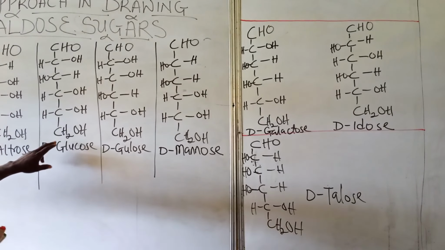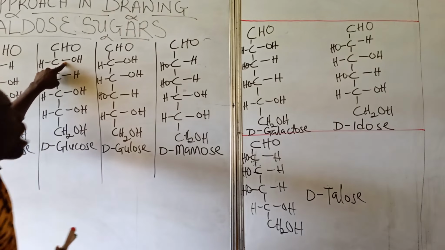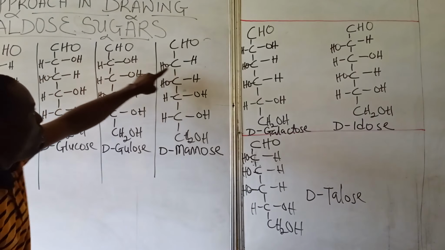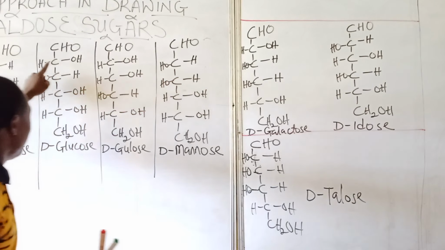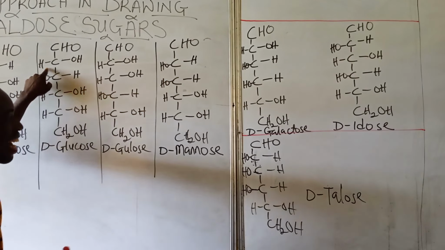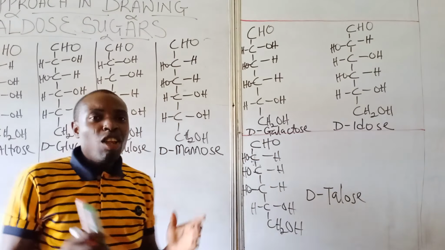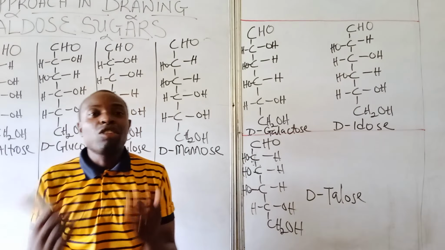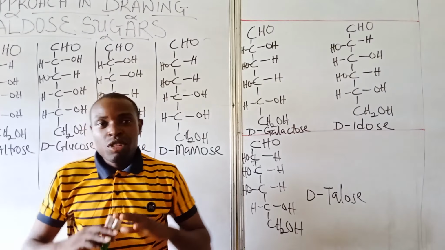D-glucose is a carbon 2 epimer of D-mannose. Again too, D-glucose is a carbon 4 epimer of D-galactose. And a lot of persons are able to derive some acronyms for it, but mine, I had to derive mine.